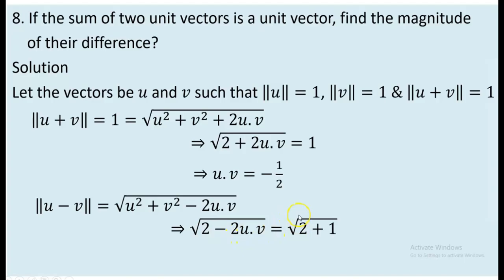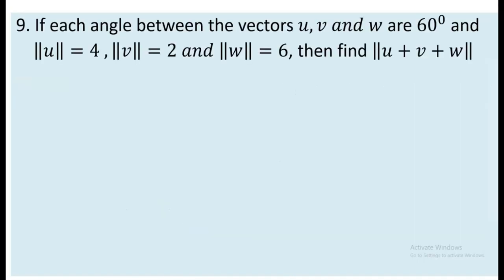But this is going to be the same as the radical of 2 is taken as it is. But as you know, u dot v is already known. It's negative 1 over 2. So 2 minus 2 times negative 1 over 2 makes 2 plus 1. And this finally makes radical 3. So if two vectors are unit vectors, and if their sum is also a unit vector, what happens to the difference magnitude? The magnitude of the difference is radical 3. I hope simple.